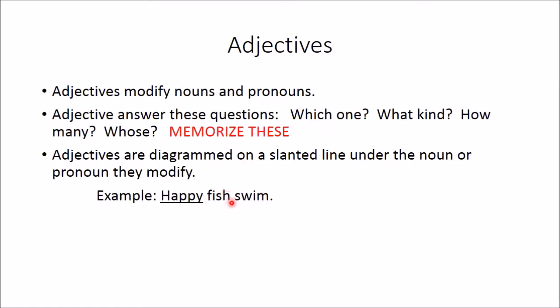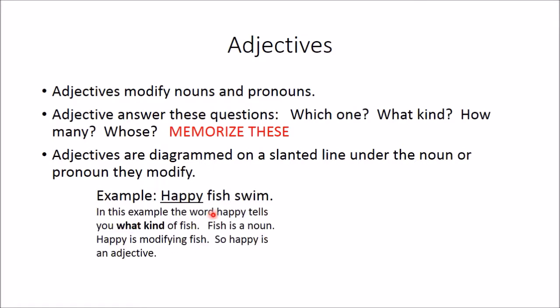Here's an example. Here's our fish. We're going to use fish swim as our base sentence. Now our fish are happy. Happy fish swim. In this example, the word happy is telling you what kind of fish, right? So it's answering one of the adjective questions. Fish is a noun, fish is a thing. And so if happy is modifying a noun, that makes happy an adjective. So here's how you diagram that.